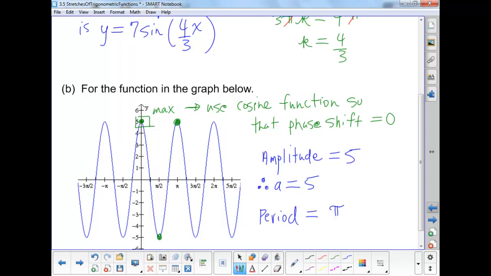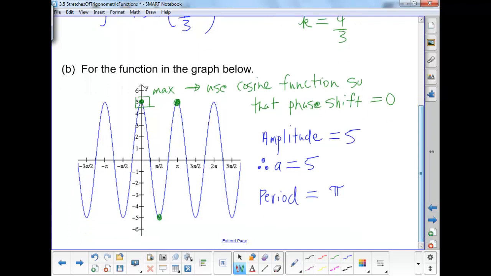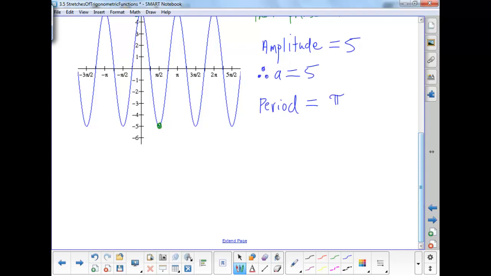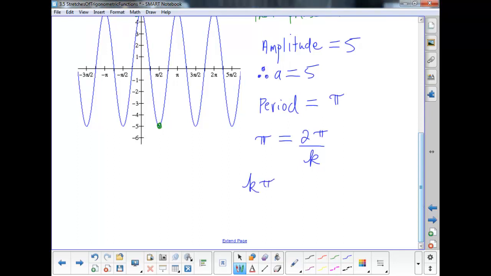Now, like in part A, once we knew the period, we had to picture that the period is supposed to be 2 pi over k. So pi, in this case, equals 2 pi over k. If I multiply both sides by k, we get k pi equals 2 pi. Again, I can divide out the pi's. So in the end, my value of k here should just be 2.